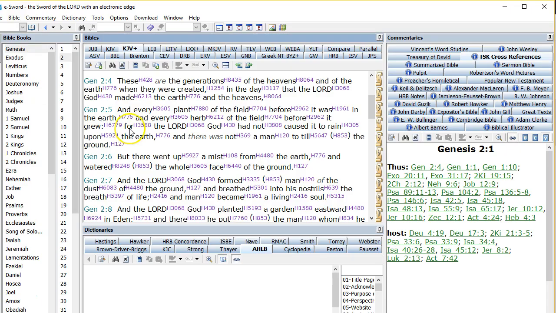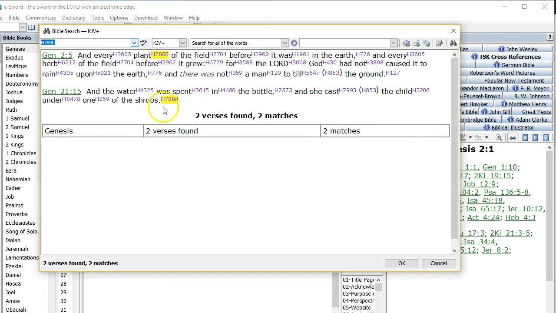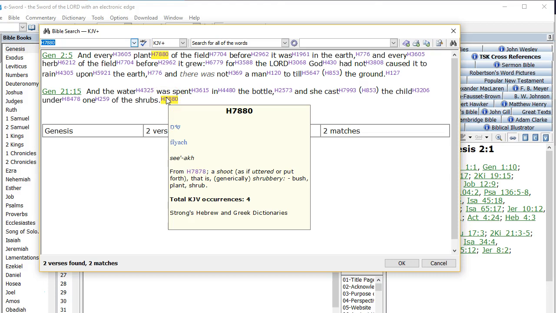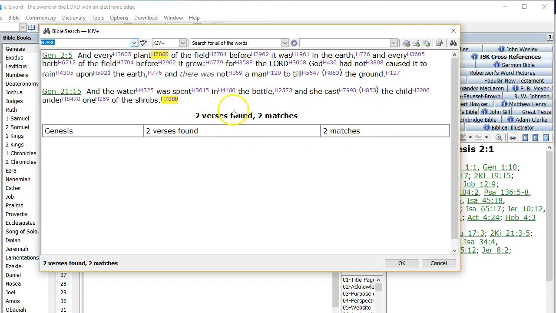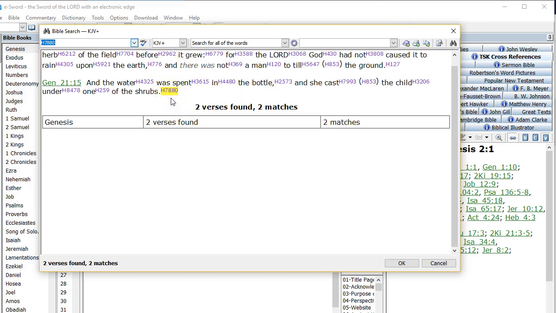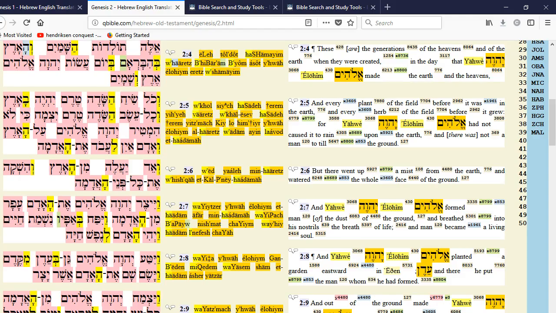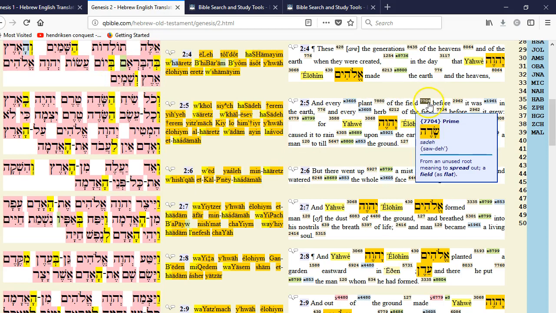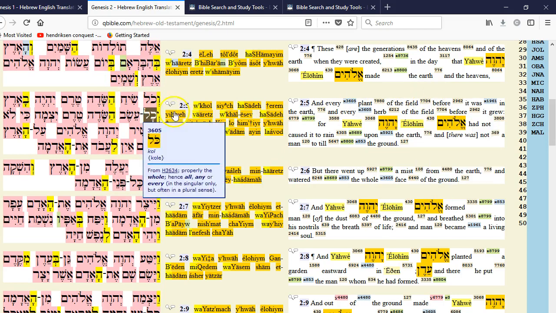Siach. Is that right? Siach? Let's try a cross-reference again. Yeah, that's right. Siach. And here it is again. We see it in 21:15, when, you know, what's her name? That had Ishmael. Hagar, I think. I completely forgot her name. When she's with Ishmael, which Ishmael was actually a lot older than you think when they ran off. Anyways, so there it is. We've got a very different kind of plant here. It's not even mentioned in Genesis 1. It's here in Genesis 2. And it's modified. How's it modified? Sadeh. It's modified by sadeh.